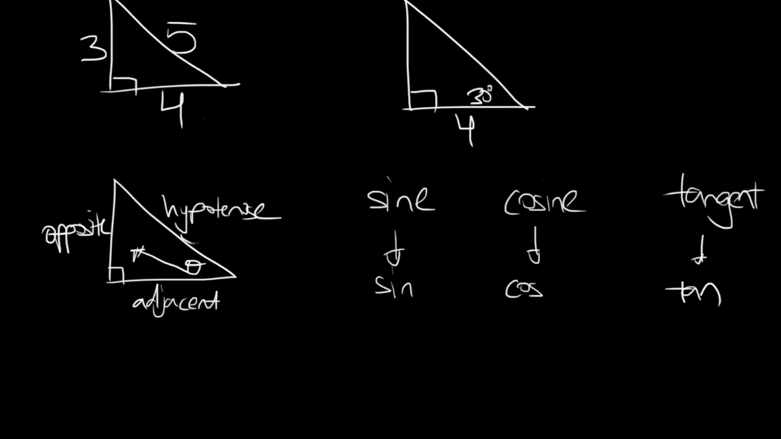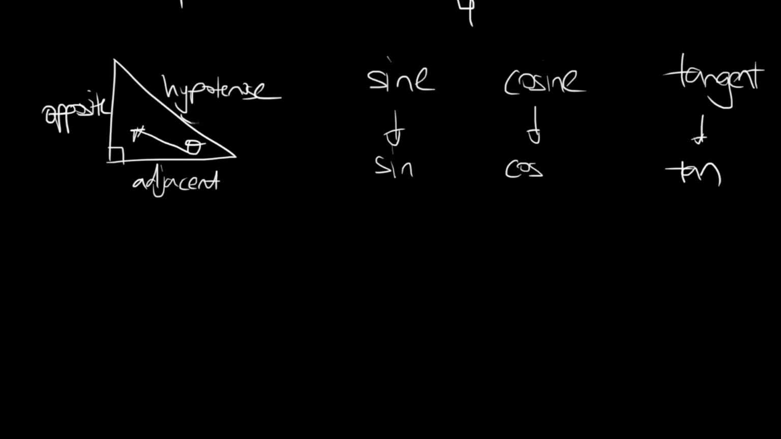Now we use these ratios, which we call trig ratios, depending upon the information that we're given. So if we have the angle and one of these certain sides given, and we need to find one of the other sides, we'll have to use one of these specific trig ratios. That'll make a bit more sense when we look at this very popular acronym.